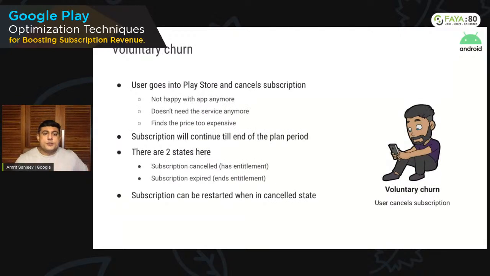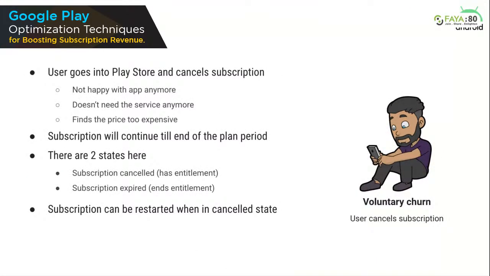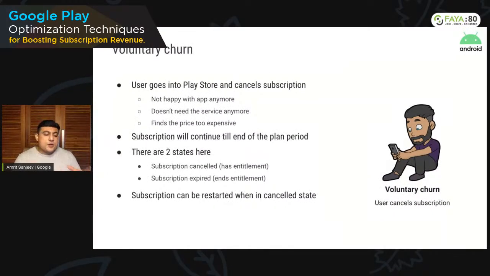Now, like I said, with voluntary churn, the user is actually going to the Play Store and canceling a subscription. This could mean a few things. One is that the user is not happy with your service anymore. They came in, saw a good service, and bought it. They used it for a few days, they don't like it anymore, so they're canceling it. Or they may not need the service anymore. I subscribe to something that I would use for 2 months, and then realize that I don't have the need to continue to use it, so I'm canceling it. You could also see that the user is finding the recurring cost to be too expensive. This could also be another reason.